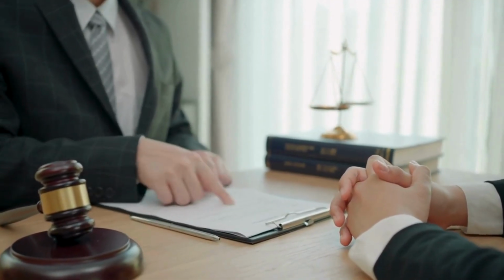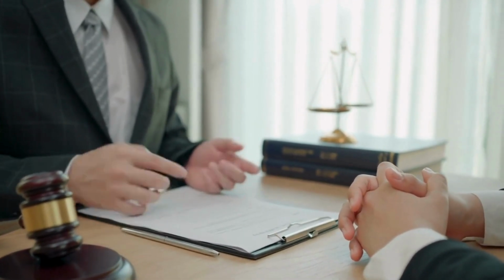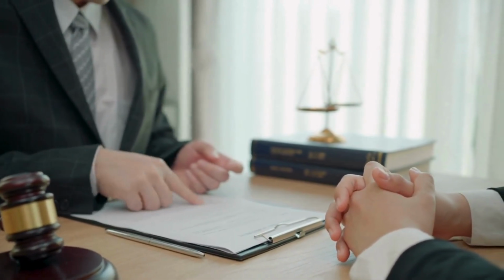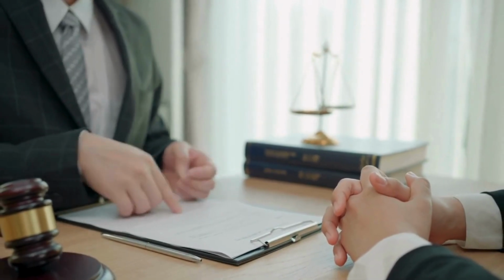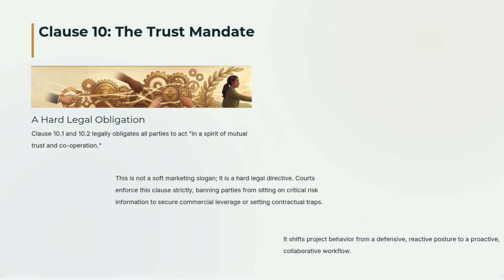This clause drives the proactive nature of NEC. Traditional contracts are reactive. Something goes wrong, you argue about it months later. NEC is proactive. It forces a collaborative workflow. If a risk appears, the contract compels you to sit down immediately, log it, and solve it together.